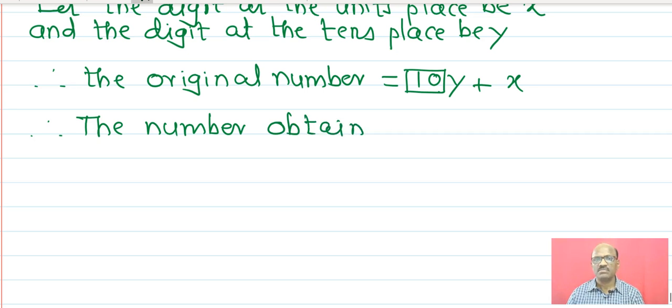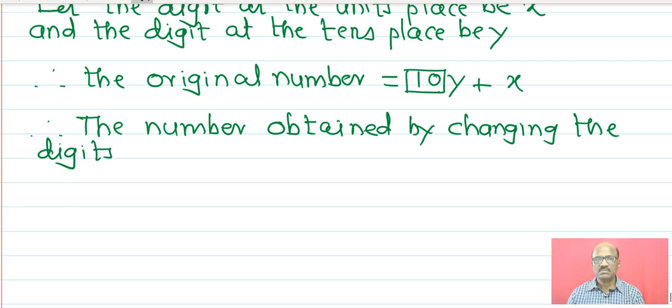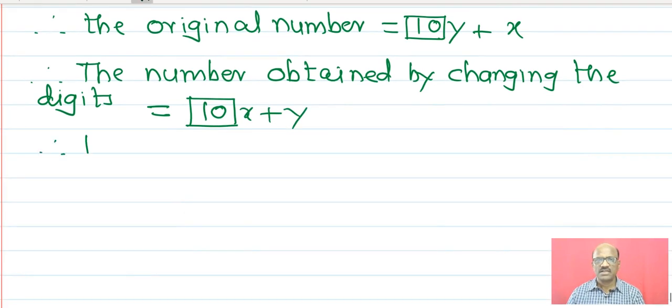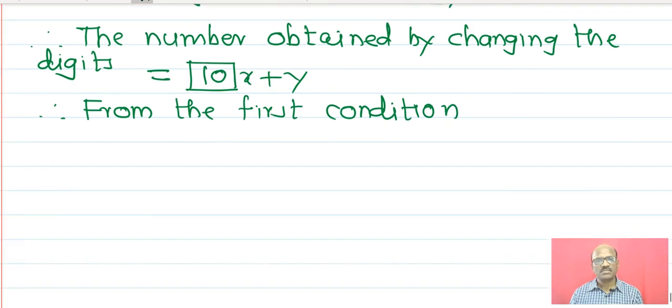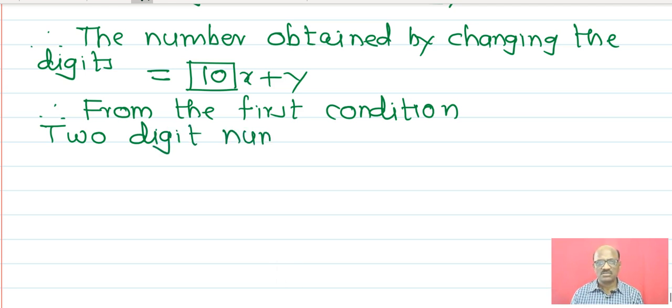The number obtained by interchanging the digits means what? x is at the 10th place and y is at the unit place. म्हणजे त्या दोन्ही डिजिटचा स्थान बदलायचं. Then you will get 10x plus y. Therefore, from the given first condition, simultaneous equation मध्ये 2 कंडिशन दिल्या, ते आपल्याला जर निश्चित सापडले असतील 100% ते इक्वेशन सॉल्व्ह होतं.